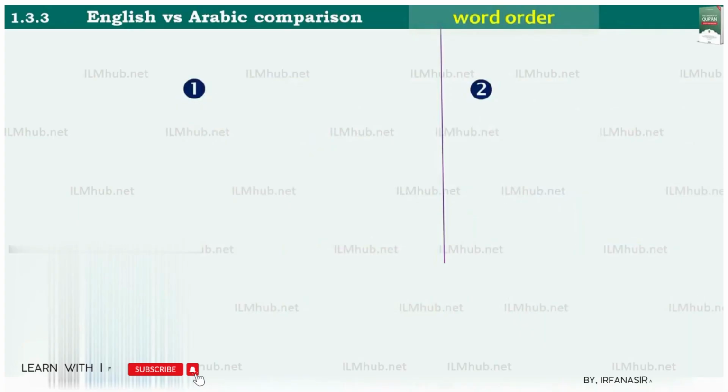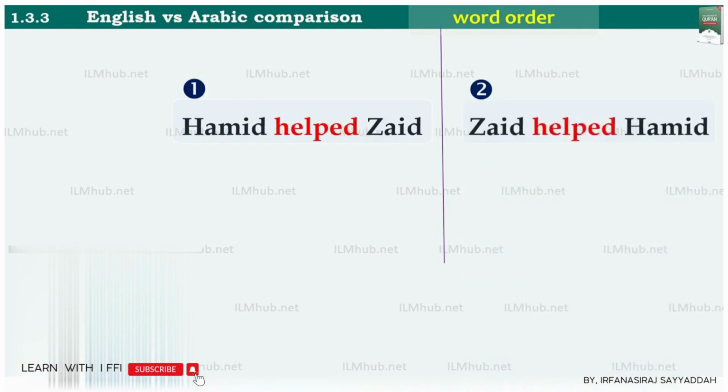In order to indicate who is doing what in a sentence. For example, I have two sentences here. I have Hamid helped Zaid. Please take a close look. I'm sure you understand this very well. The second sentence I have Zaid helped Hamid.